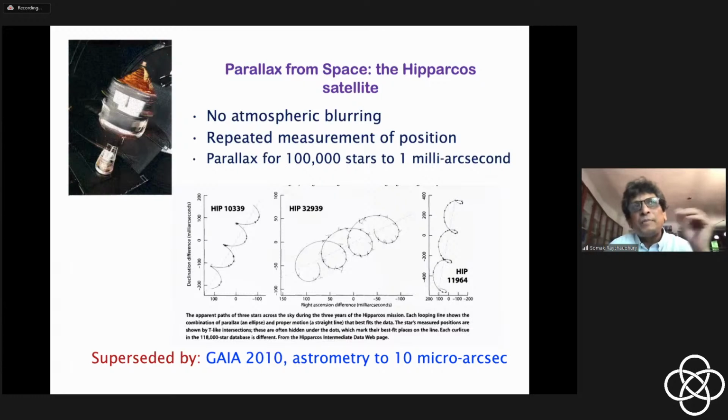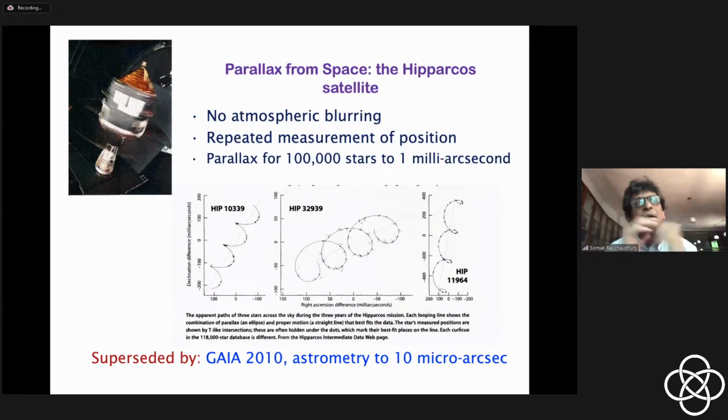There is some model dependence because you have to take out the proper motion, but you can solve for these equations and take out the proper motion and parallax separately. And then for 100,000 stars near us, that gives us a very nice three-dimensional view of what our galaxy looks like.